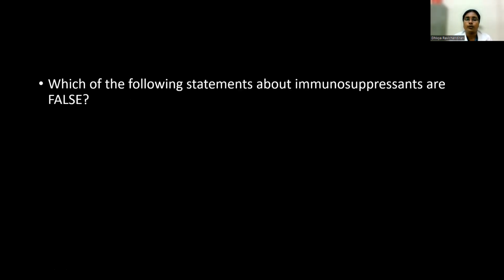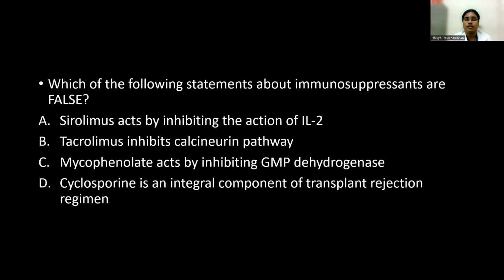The next question: which of the following statements about immunosuppressants is false? The options are: sirolimus acts by inhibiting the action of interleukin 2, tacrolimus inhibits the calcineurin pathway, mycophenolate acts by inhibiting GMP dehydrogenase, and cyclosporin is an integral component of transplant rejection regimen. We all know sirolimus acts on interleukin 2, tacrolimus inhibits the calcineurin pathway, and mycophenolate mofetil acts by inhibiting inosine monophosphate dehydrogenase, not GMP dehydrogenase. So that is the answer.